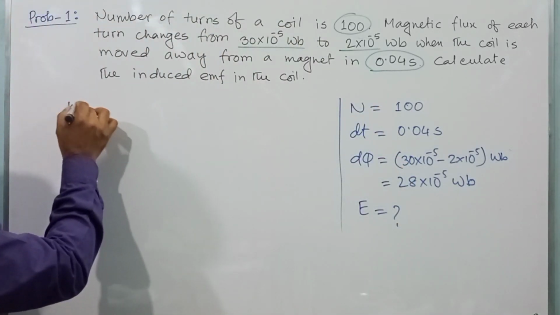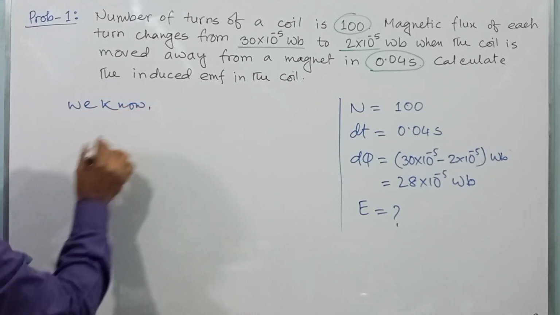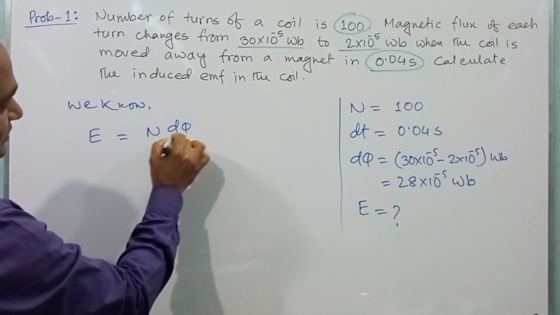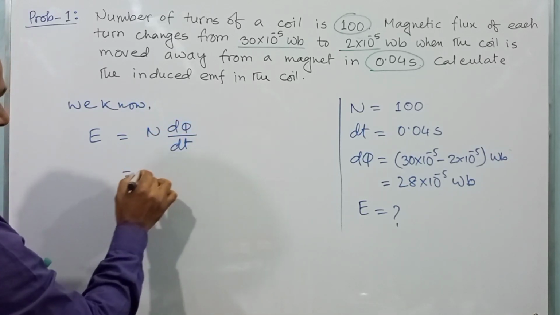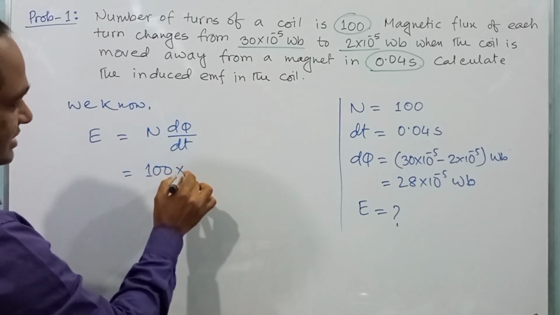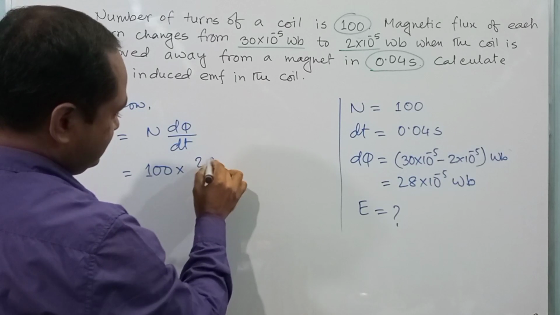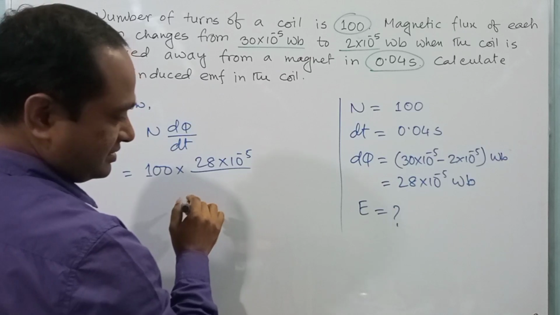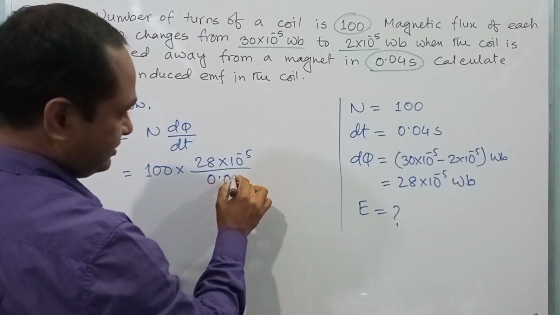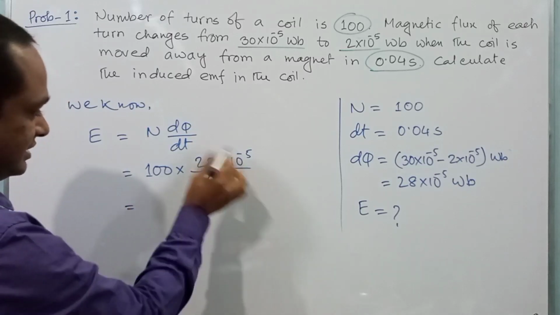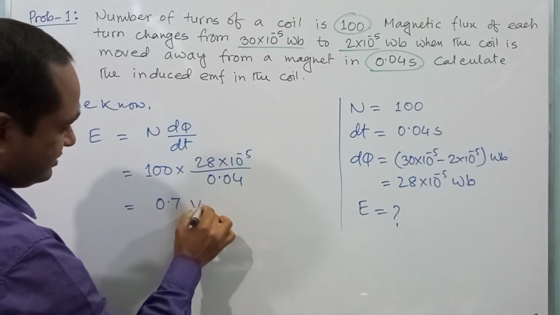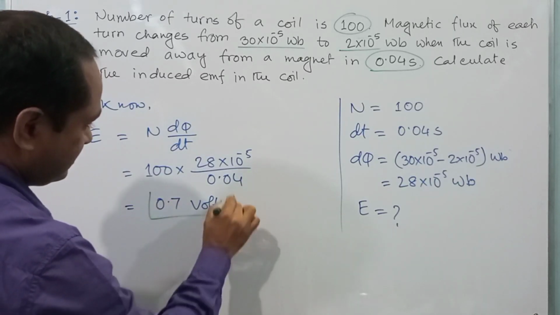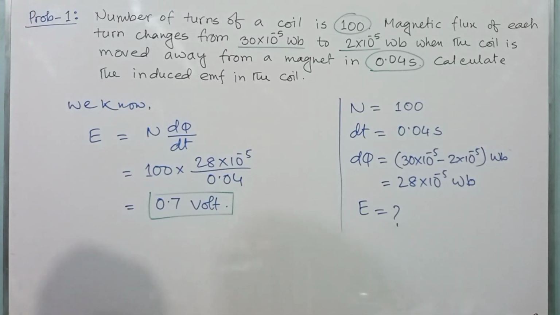We know E is equal to n into d phi by dt, right? Here n is equal to 100 multiplied by d phi, meaning 28 into 10 to the power minus 5, divided by dt. dt means the change in time, which is 0.04. After the calculation you will get 0.7 volt, right? This is the final answer for our first mathematical problem.